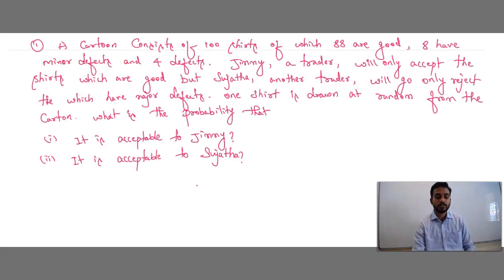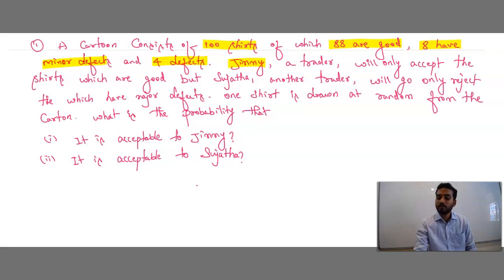Yes children, we can see here the first problem of today's session. A carton consists of totally 100 shirts, of which 88 are good and 8 have minor defects and 4 have major defects. Now we can see here Jimmy, he is one trader.